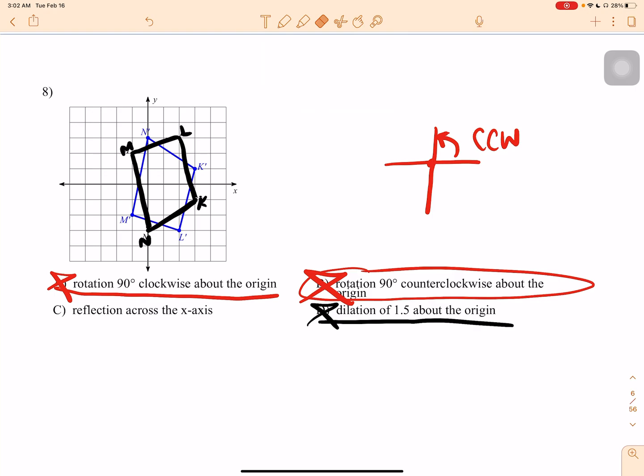So now what I want to focus on is, how is it a reflection? You want to make sure that it makes sense to you. Here, if I draw my line of reflection where it says the x-axis, this is the x-axis here. With reflections, let's start with M. M is 2 units away from the line of reflection, so M prime should also be along the same line, 2 units away. And it sure is.